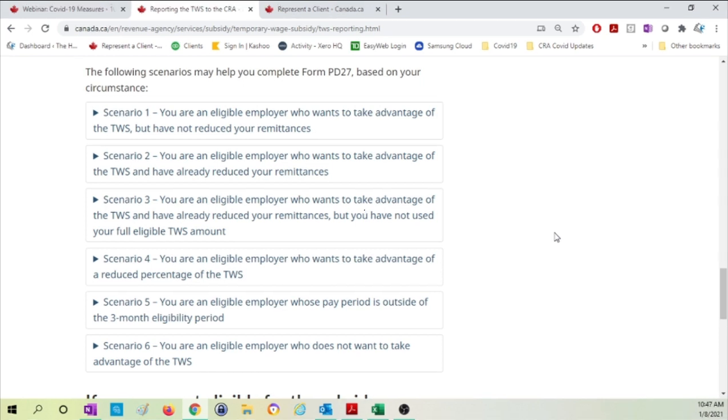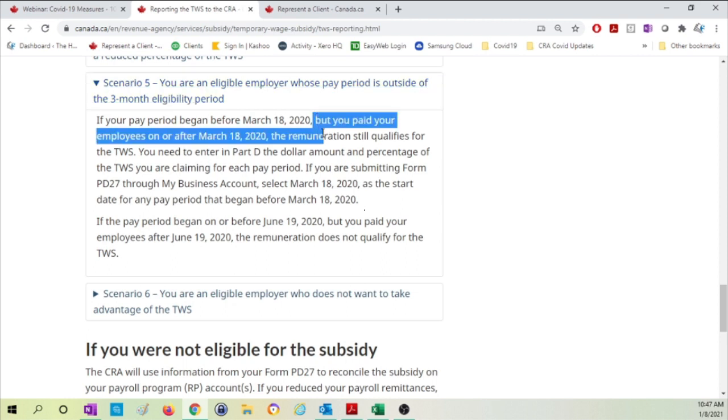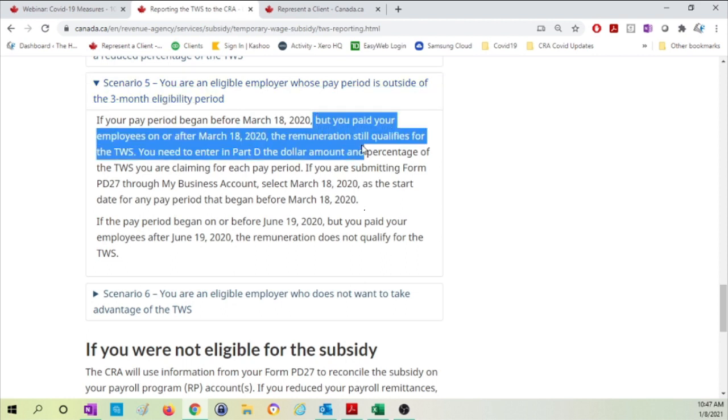Now, to confirm, the TWS, the 10% wage subsidy, is still calculated on the paid date. And here is an example, scenario 5: if you're an eligible employer whose pay period is outside of the 3-month eligibility period. I think they phrased that really interestingly wrong, but it says if your pay period began before March 18th, but you paid your employees on or after March 18th, the remuneration still qualifies for the TWS. Okay, so that's our answer right there.